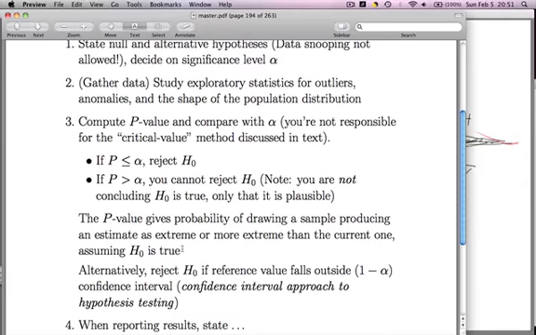Now, the book talks about 2 other approaches to doing hypothesis testing, and it's good to know them. One is called the confidence interval approach. If you compute a confidence interval, and if the reference value falls inside of it, then you cannot reject the null hypothesis. If the reference value falls outside of it, then you can reject it.